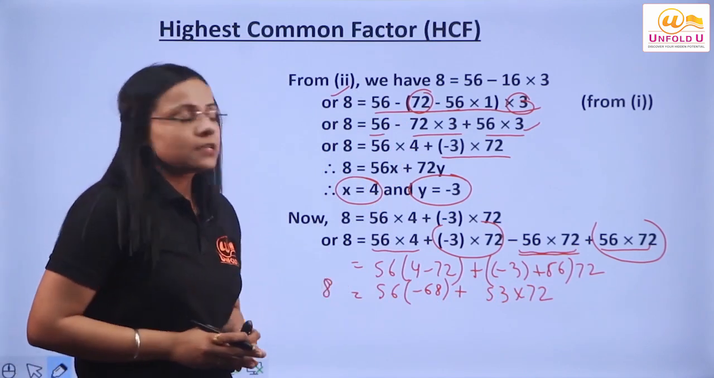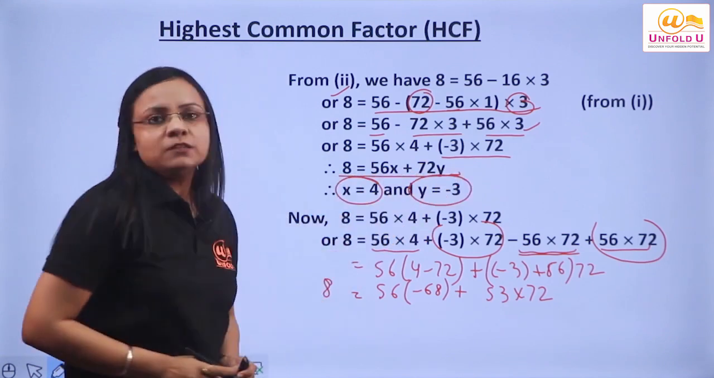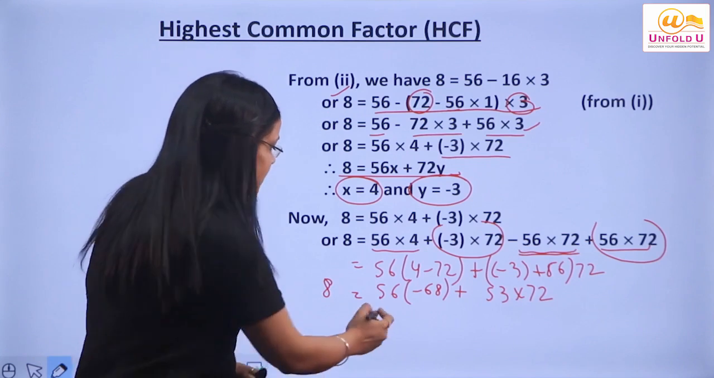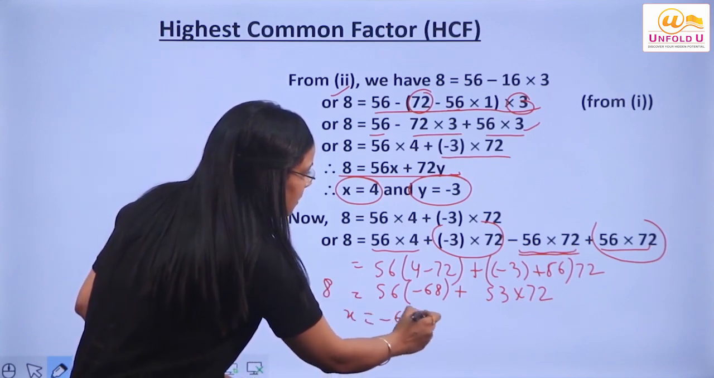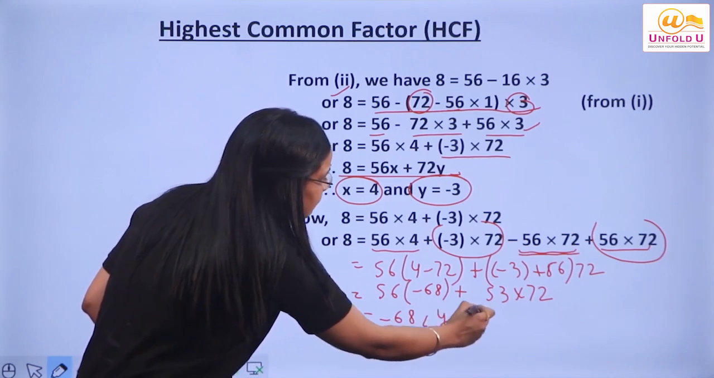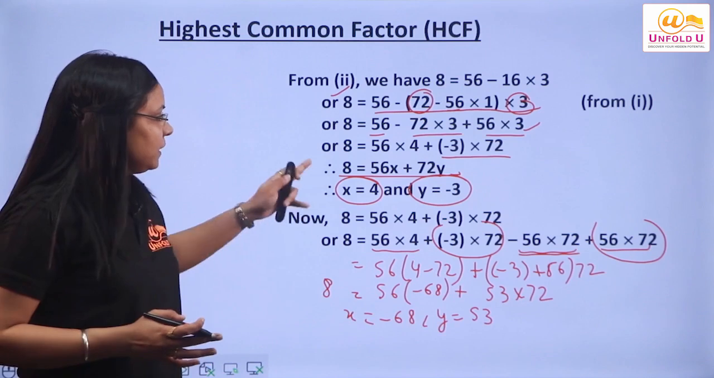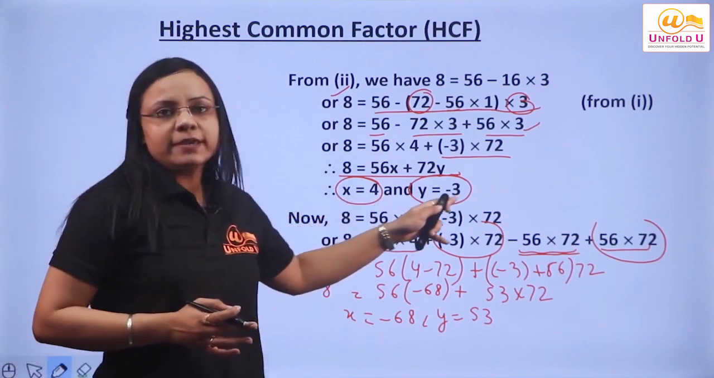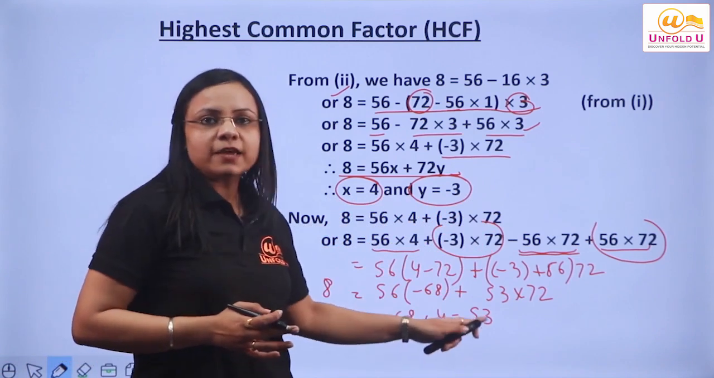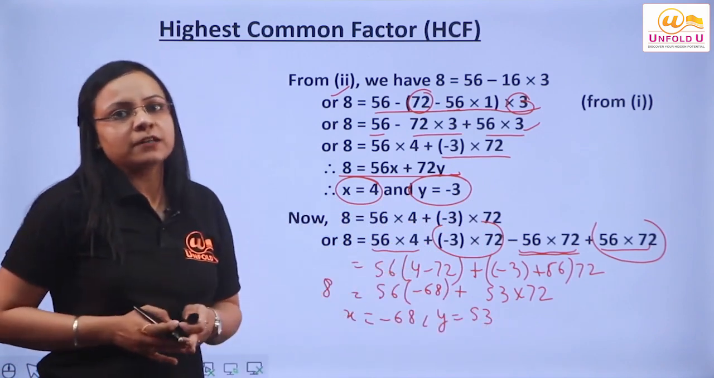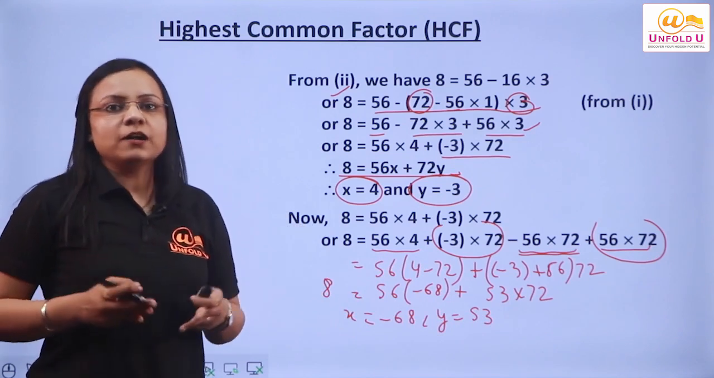Now if we compare this equation again with this, what are the values of x and y now? X we get is minus 68 and y is 53. Now see, we are getting different values of x and y. Initially x was 4 and y was minus 3. Now we are getting x equal to minus 68 and y equal to 53. So we find out that x and y can have some other values also. They are not unique.